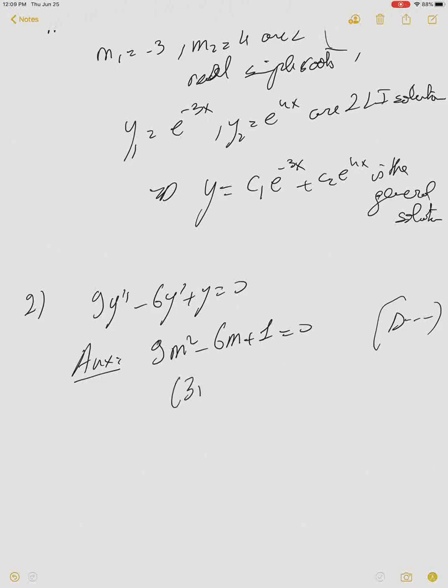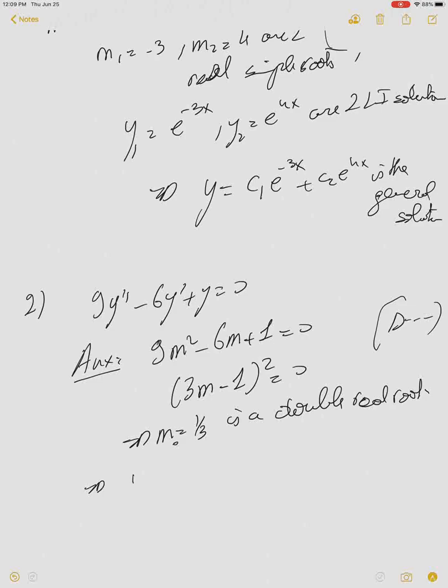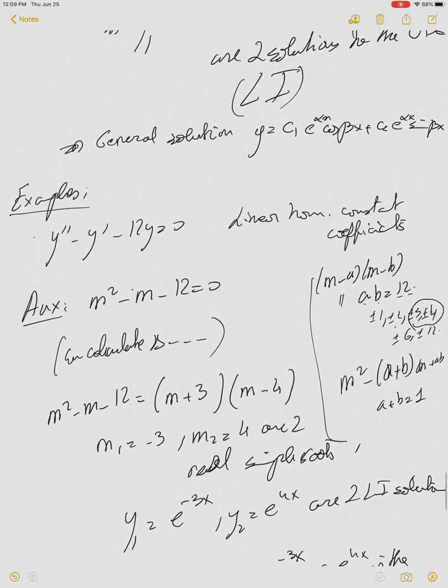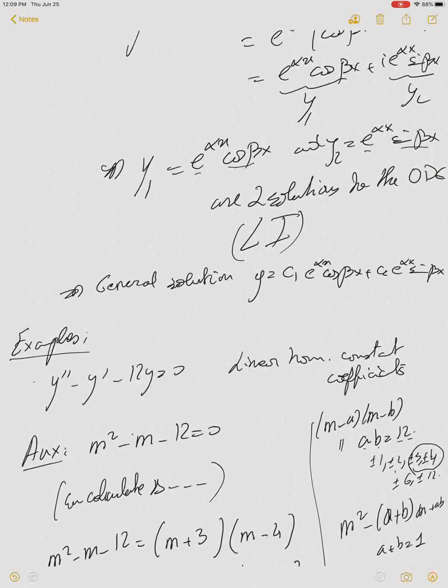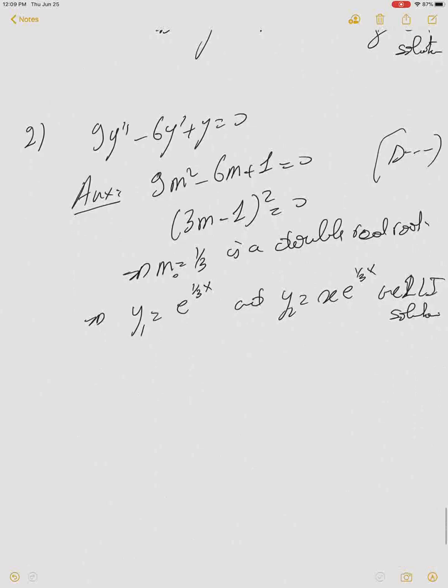Even before. So this is 3m minus 1 squared equal to 0, and this implies that m equal 1 third is a double real root. And this implies that y1 equal e to the 1 over 3x and y2 equal x e to the 1 over 3x are two linearly independent solutions. By the way, how do I know linearly independent here? So we proved it. Another way to know linearly independent here, other than calculating Wronskian, is to check that y2 over y1 is not a constant. These are two solutions. So this is enough for linear independency in case of two functions.